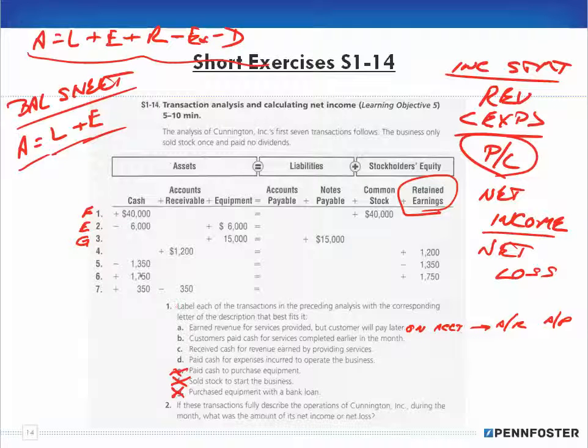But it is, because earned revenue is part of our income statement, which is net income, and we're closing it to retained earnings. So earned revenue for services provided, but customer will pay later. So the customer's paying later, the account's receivable, and we're increasing our retained earnings because we're increasing our revenue. So number four is A. Okay.